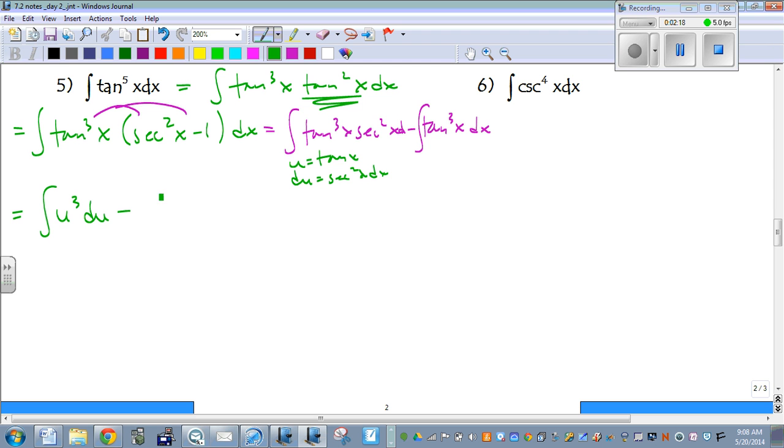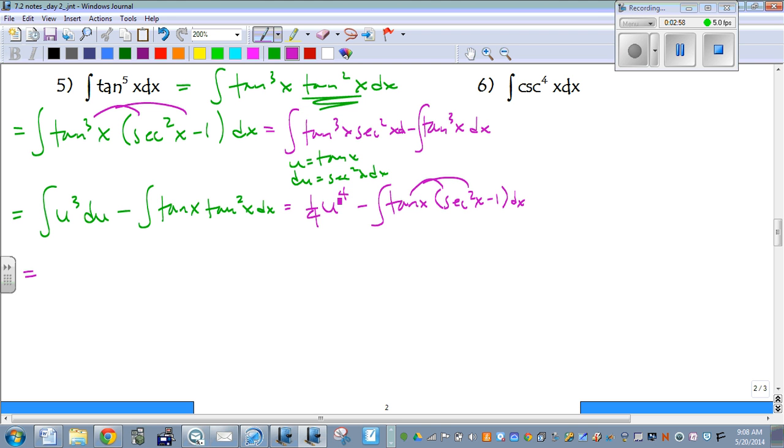Second part, we're taking out a tangent squared, so we're going to write it as tangent of x times tangent squared of x dx. Well, first one, we can do the antiderivative of that. We get 1/4 u to the 4th. We'll save the plus c until the end, once we're done with this integral. For this one, remember we changed the tangent squared into secant squared minus 1. We're going to do the same thing here: tangent of x times secant squared of x minus 1. We can distribute that tangent to each of those.